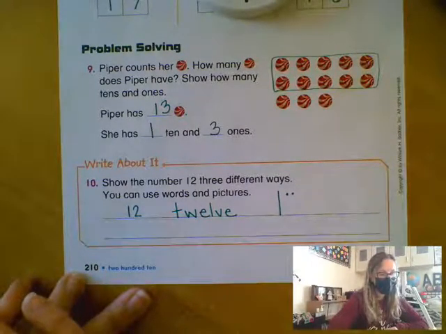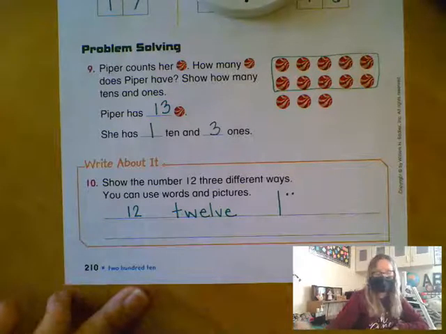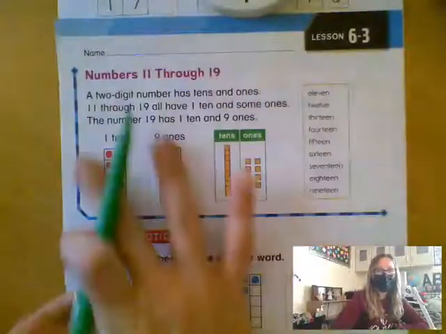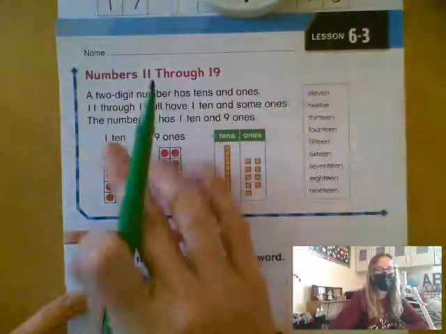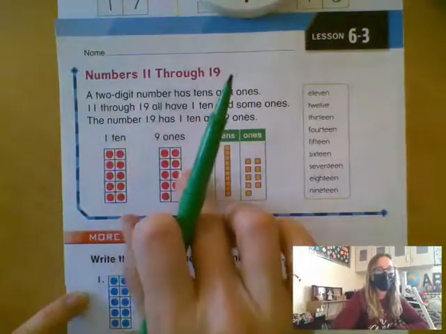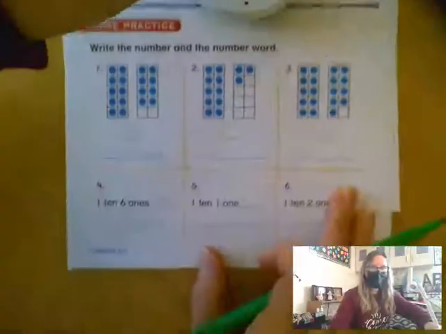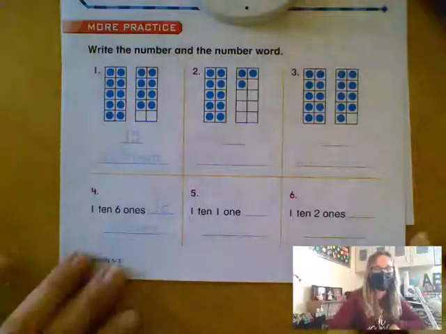Okay? All right, now we're going to go to the top of page 211. And at the top of 211, they're doing another review here. They're showing us how 19 is 1 ten and 9 ones. So I want to jump down to the more practice part. And let's work through these together.